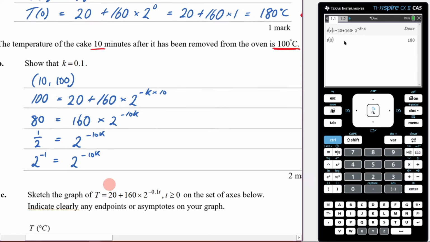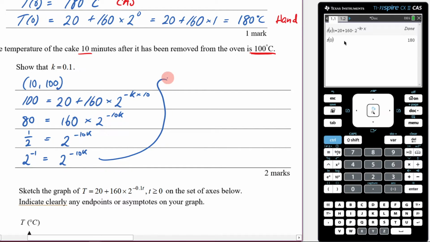And now you can equate the indices. So now I'll come up here and I can say that negative 1 is equal to negative 10 to the k. So what I've done there is I have equated my indices because my bases are the same. And then I can just rearrange for k here. It's going to be 1 on 10 is equal to k. Therefore, k is going to be equal to 0.1. There it is. K is 0.1. We have shown it. Amazing.